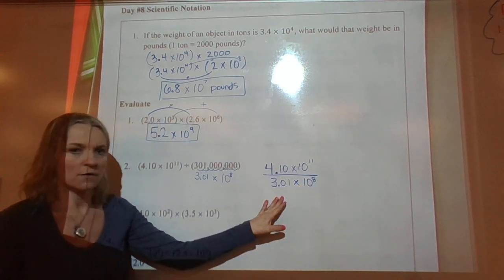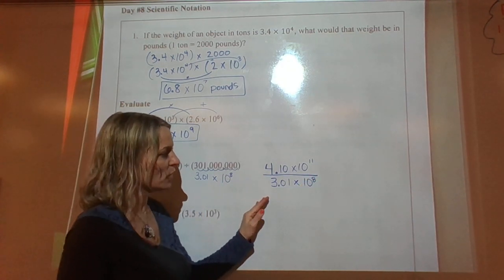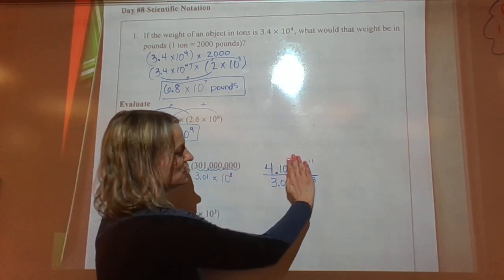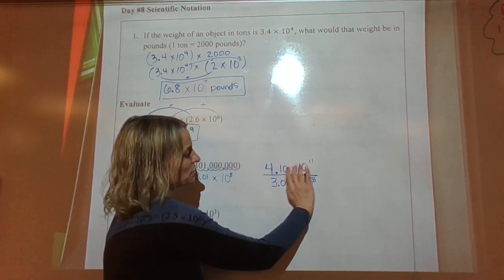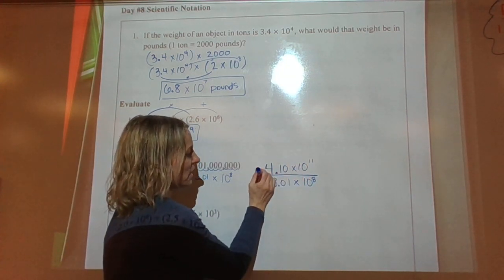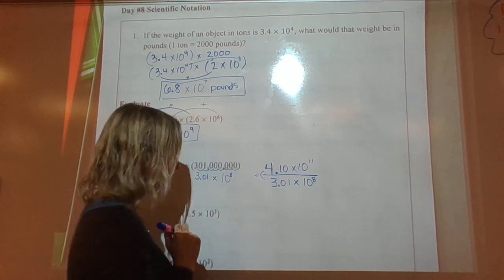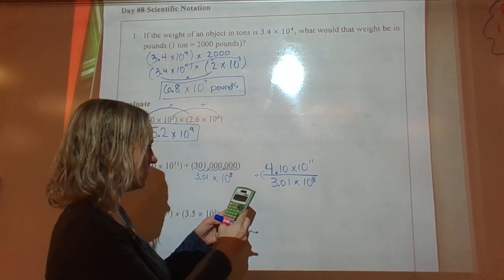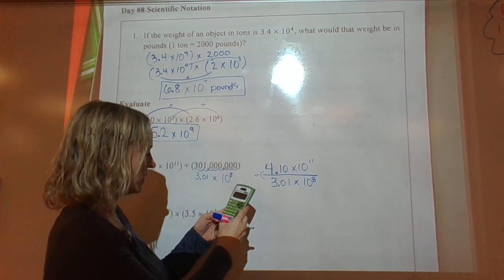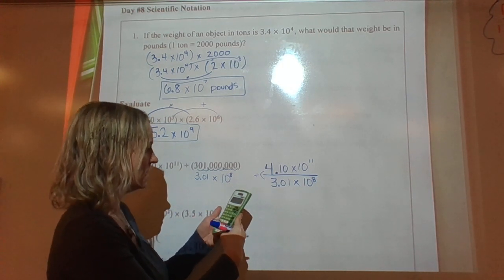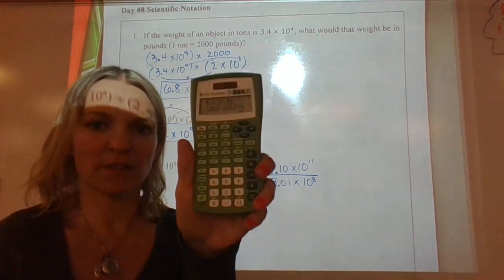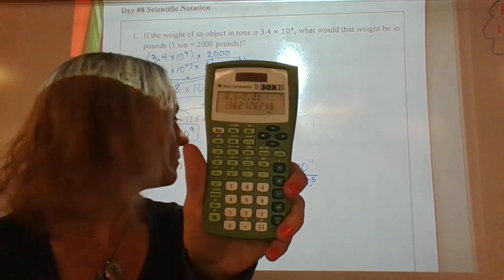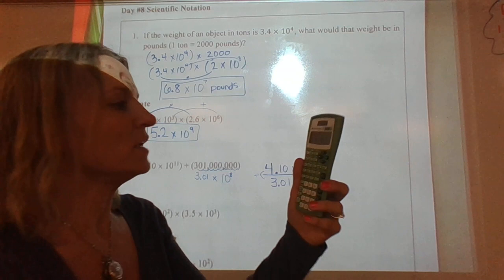Okay, so now we're dividing them. Again, we can treat the coefficients separately from my exponents. So I've got these two numbers that I want to divide. I'm going to need my calculator for that one. Let's see. I got 4.1 divided by 3.01. Okay, I get a long decimal on this one. So I'm going to round that to just about 1.4.